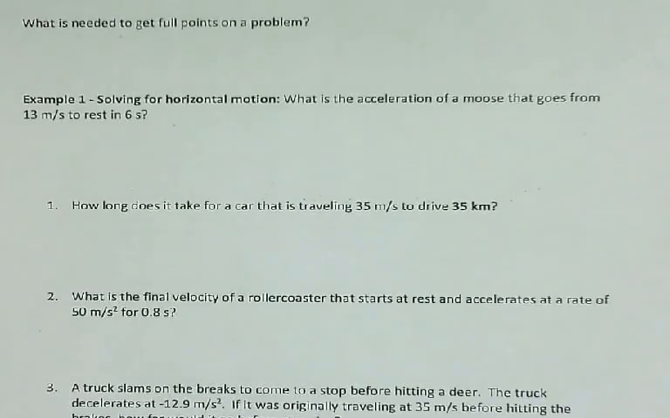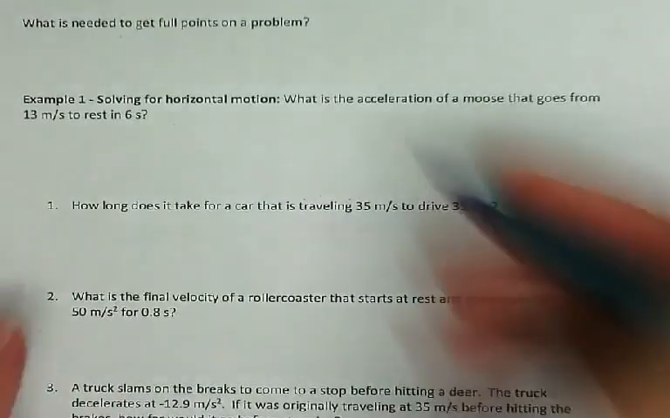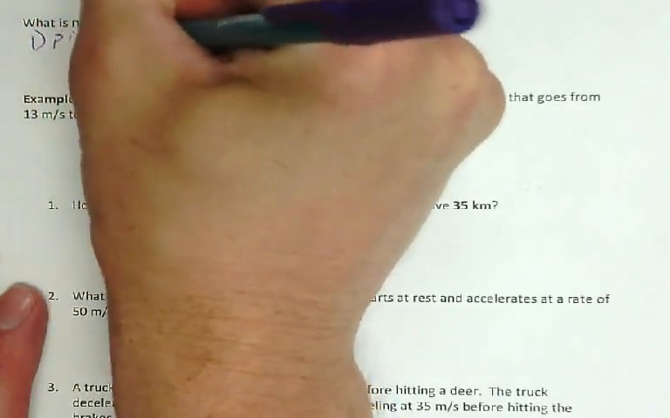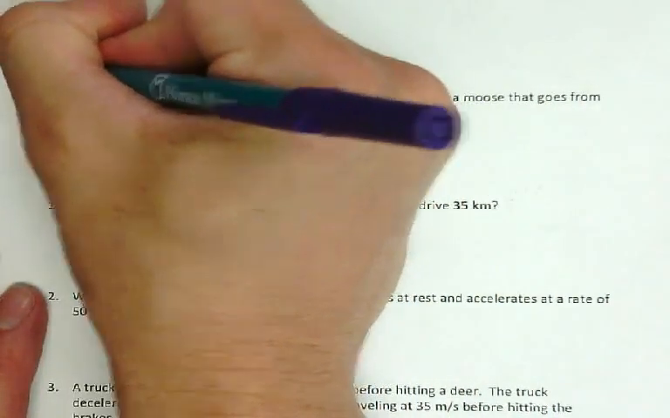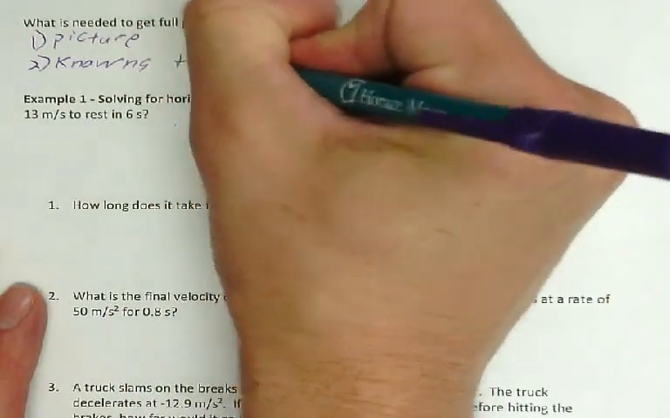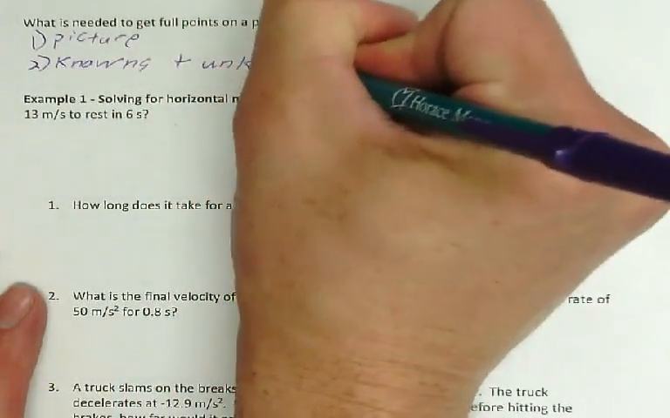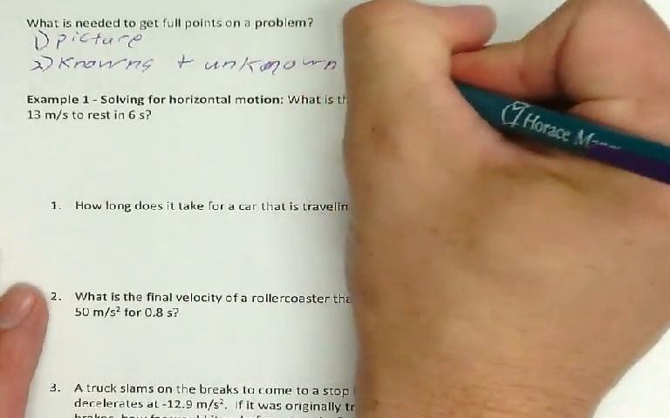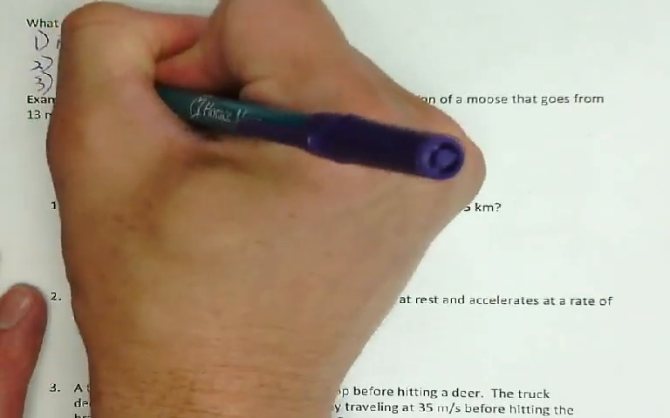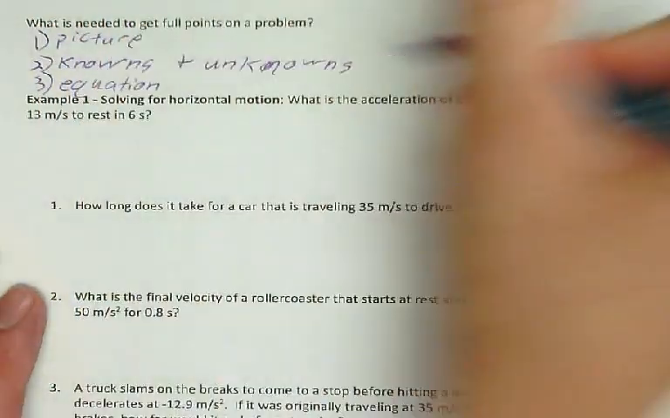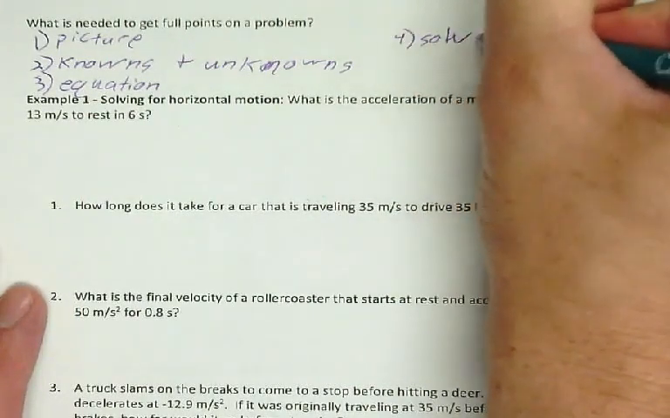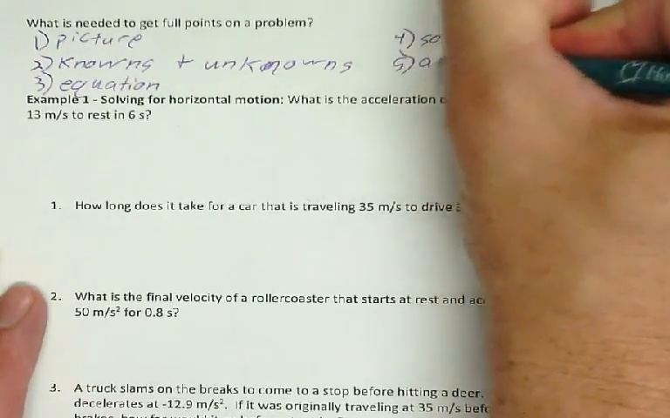Okay, first things first. What do we need to get points on the problem? So here are the 5 things you need. You need a picture. You need knowns and unknowns. You need an equation. You need to solve. And you need an answer.